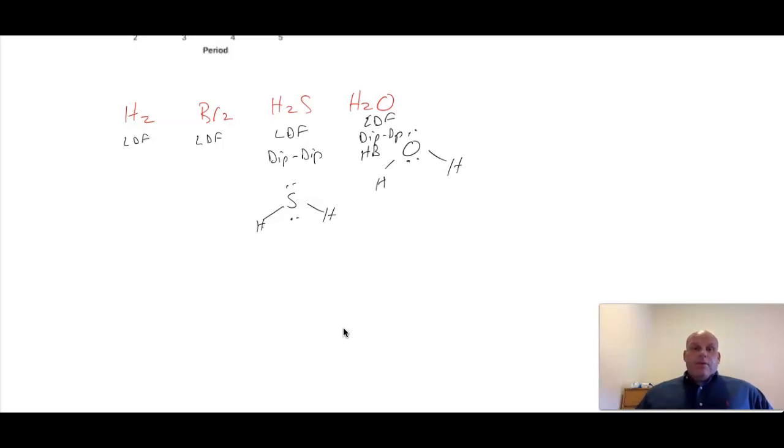So if I was asked to put these in order of increasing boiling point, H2O would clearly have the highest boiling point. H2S would be next. Now H2 and Br2 both only have LDF. You may be tempted to say they would be the same, but Br2 is larger and has more electrons than H2, so it would have a higher boiling point.